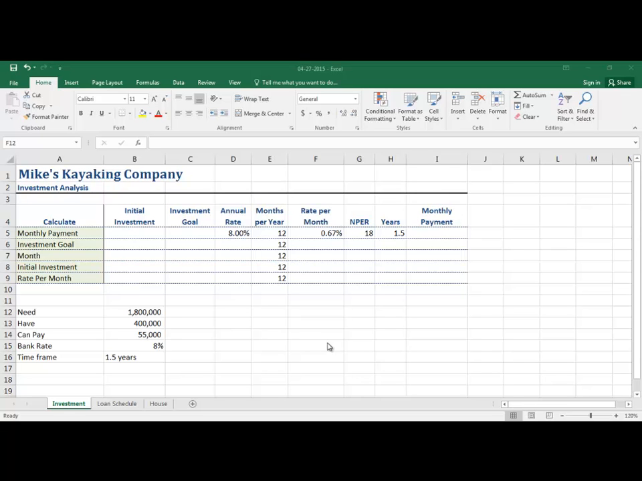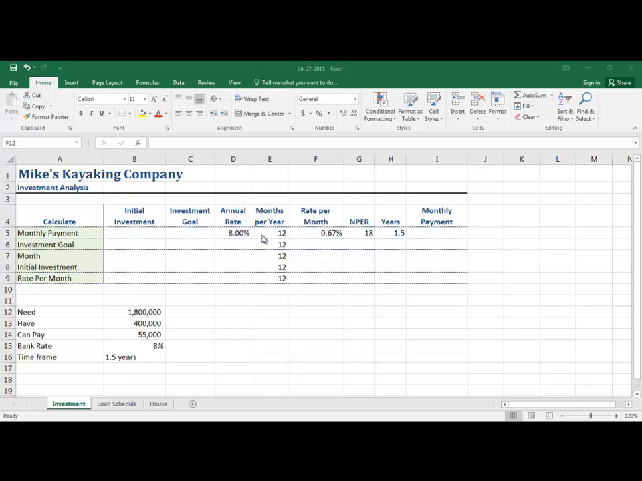So in this case, we're going to save for the next 18 months, and you can see we need $1.8 million. Today we have in our pocket $400,000, and after talking to the accountant, they said that we'll be guaranteed to be able to put away $55,000 every month. We can do that. And the marketing department is saying we got to get it done in 18 months or in a year and a half. We have no choice. And then there's our interest rate.